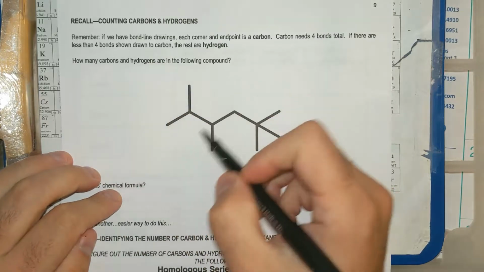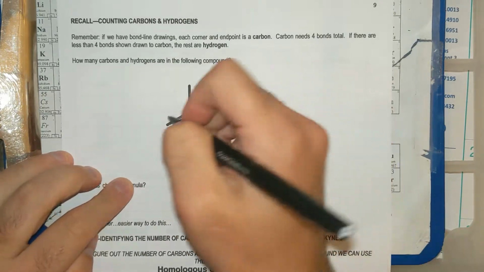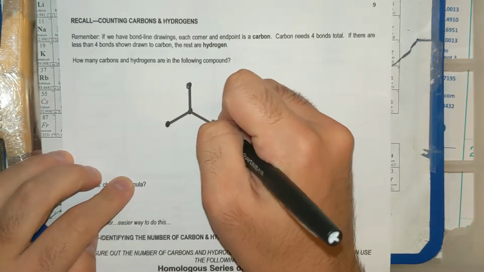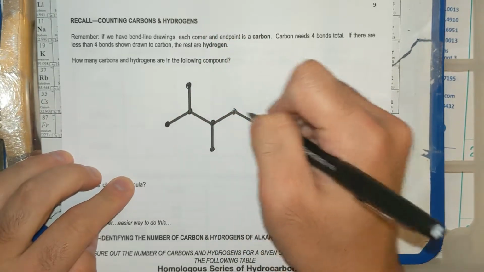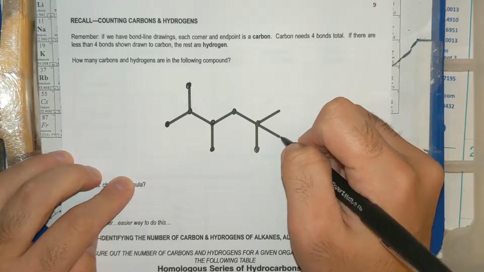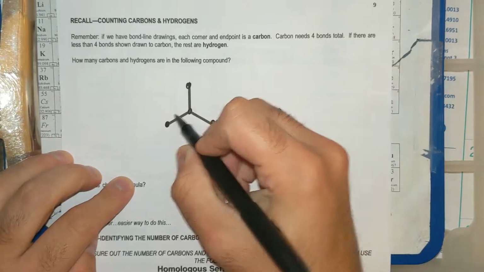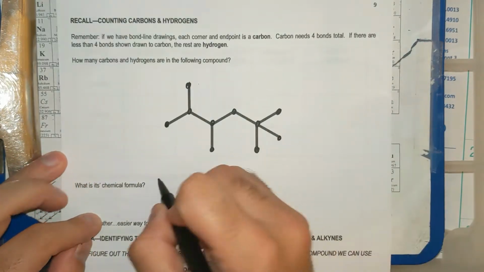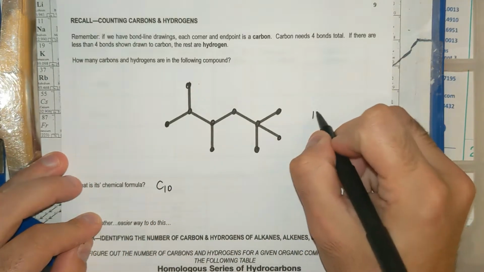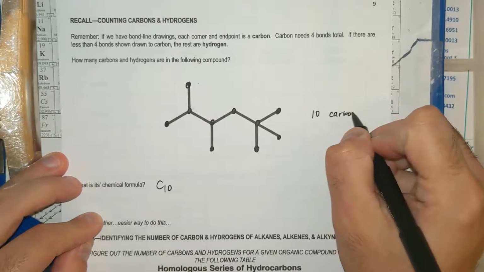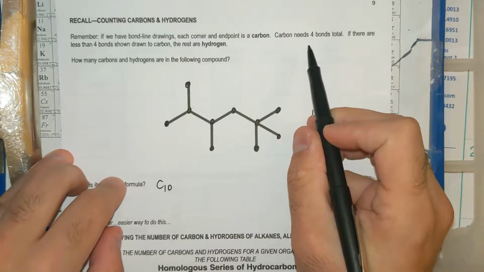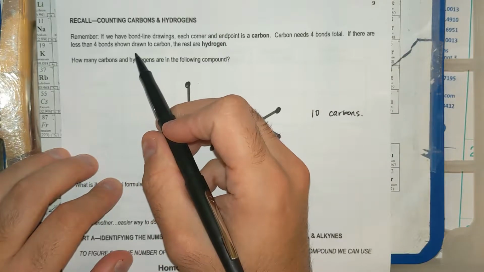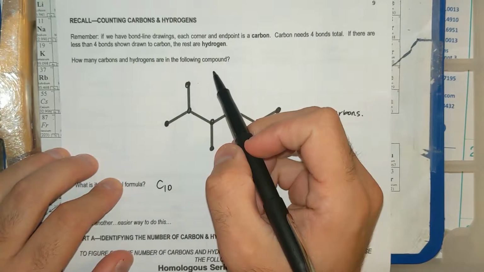So remember, if we have bond line drawings, each corner and end point is a carbon. So if you were to put a shaded circle on each corner and end point for the structure that we're about to talk about, we have 1, 2, 3, 4, 5, 6, 7, 8, 9, 10 carbons. All right, we got 10 carbons. Carbon needs 4 bonds in total. If there were less than 4 bonds shown drawn to the carbon, the rest are hydrogen.